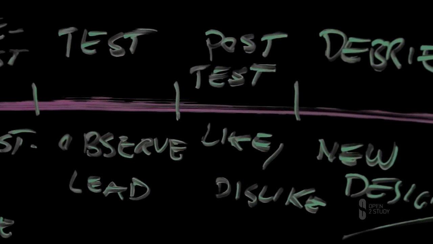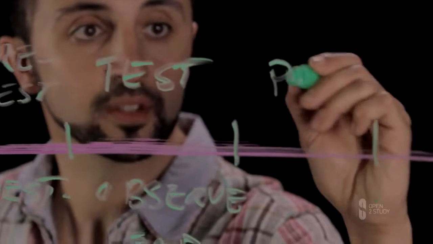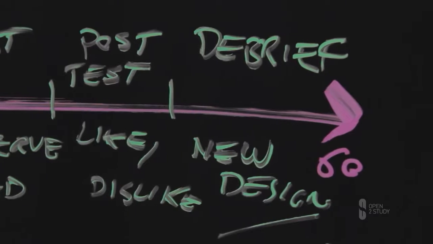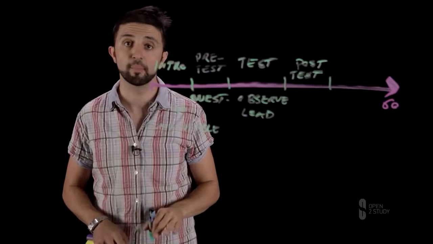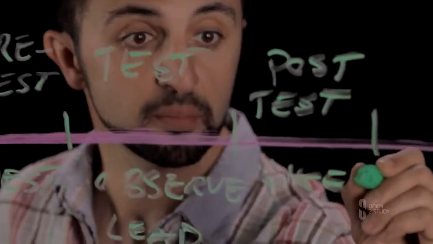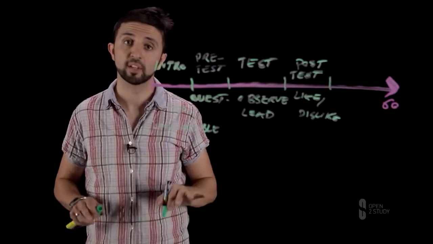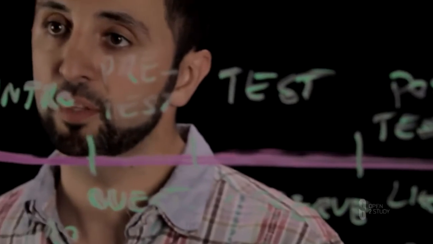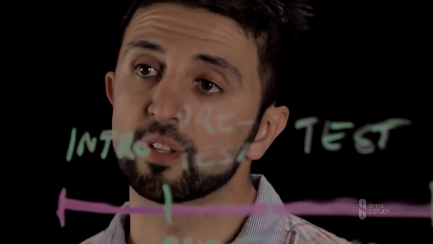After this session, there's a post-test phase. This is where you would actually discuss with the user about what they did, what they liked, what they disliked, clarify any questions that you had about what they did, and get them to give you feedback about anything that they would change with the design.